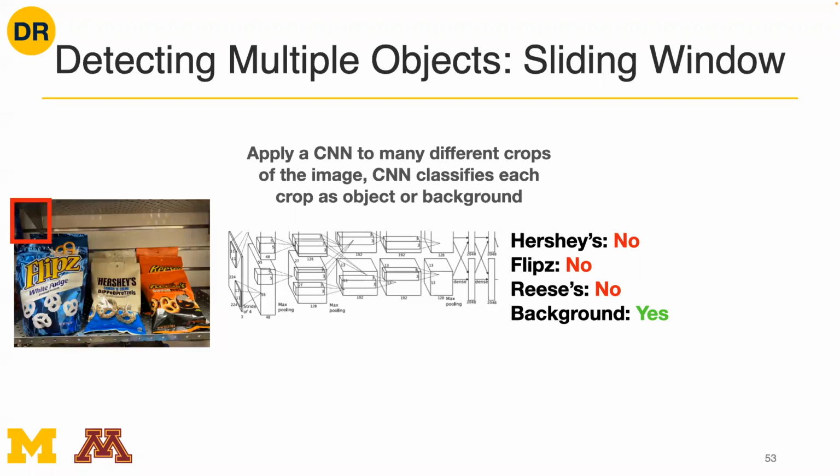So one simple way of doing this is using sliding window. You take all possible bounding boxes in your image, and then for each of these bounding boxes, you let the cropped image run through an image classification framework or network that gives you the classification of that particular patch or crop. In this case, it's the top left corner, and it's basically the background.